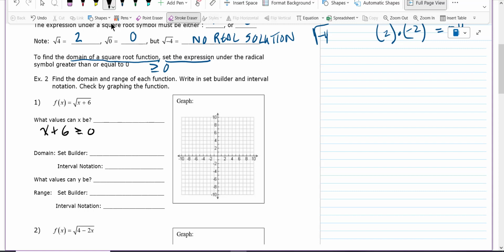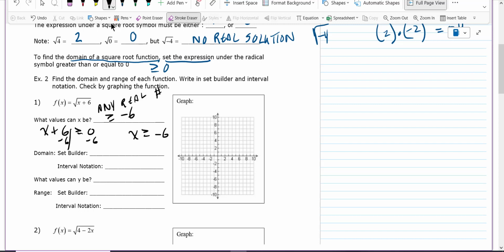And you guys have learned how to solve inequalities. We did that in 2.7. What do you do to both sides to solve this? Subtract 6, good. Okay, so we do that. That will give you x is greater than or equal to negative 6. Okay, so in words, the values of x can be any real number greater than or equal to negative 6. So it can be negative 6 or it can be something bigger than negative 6. That's what that inequality tells you.